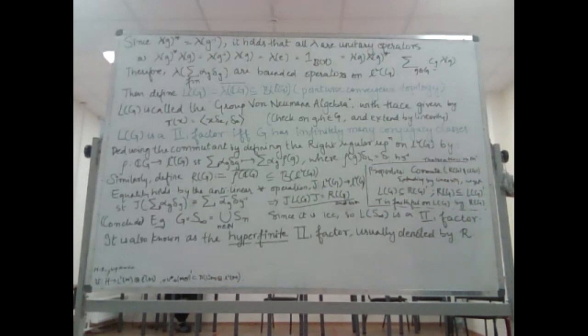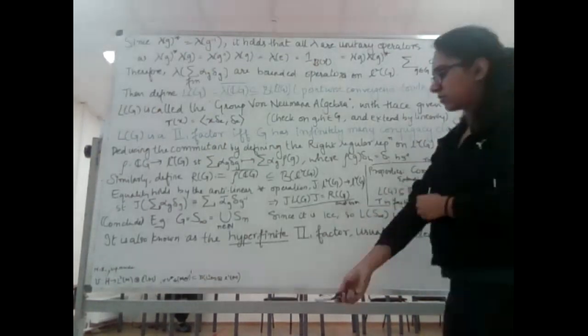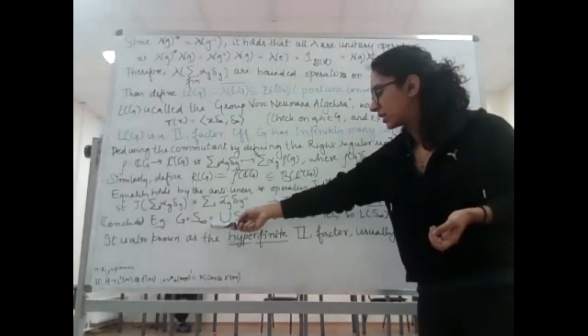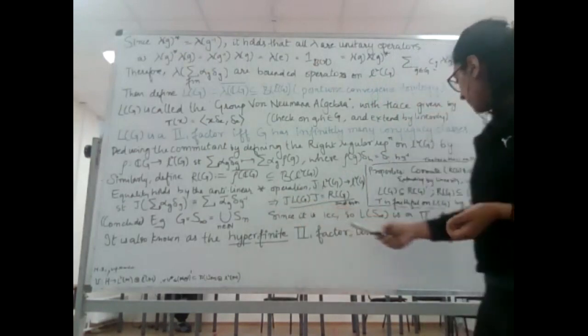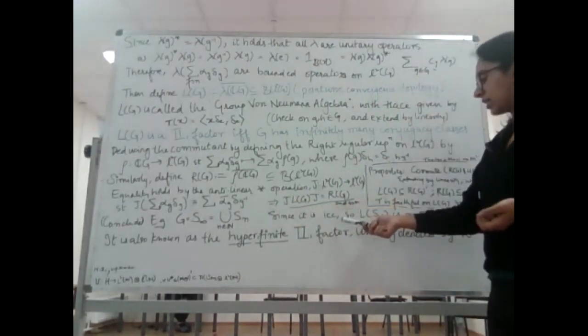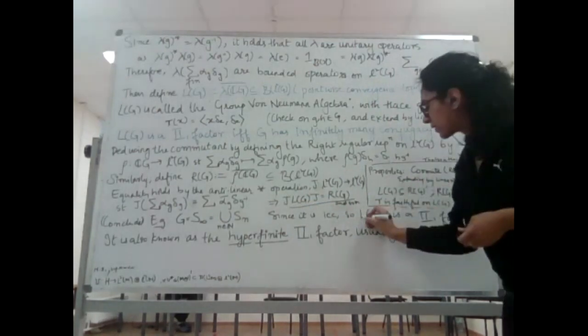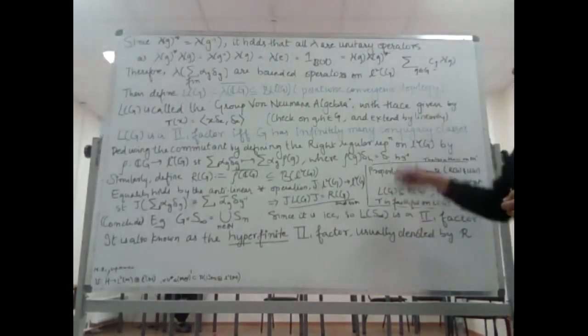All right. So now what we've done is we've constructed a type 2-1 factor by using a group. Now all we need to have a concrete example in hand is a group which has infinitely many conjugacy classes. The simplest example for that is the group S infinity, which is nothing but finite permutations of infinitely many elements. Because it has infinitely many conjugacy classes, L of S infinity, constructed exactly like we did before, is a type 2-1 factor.